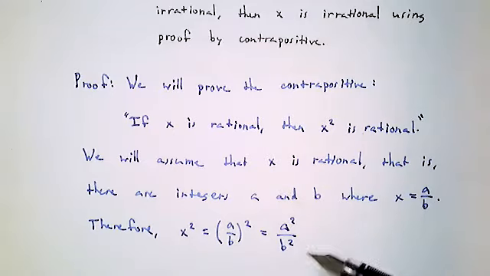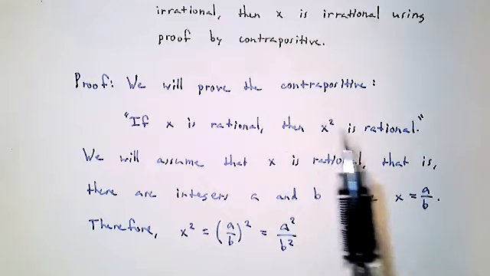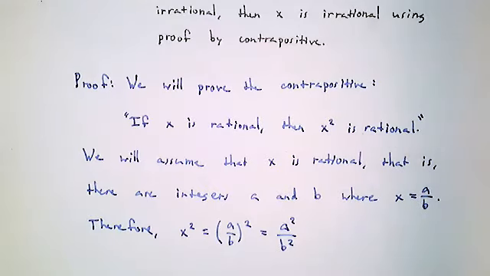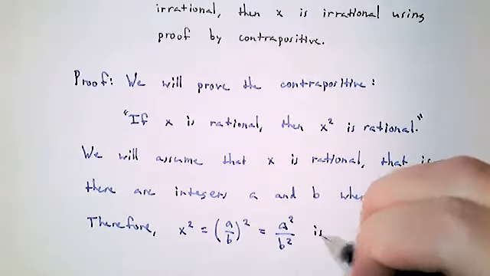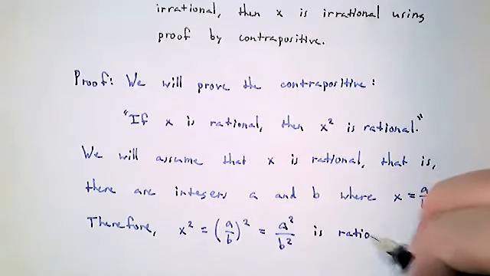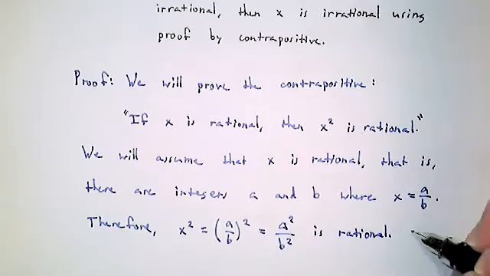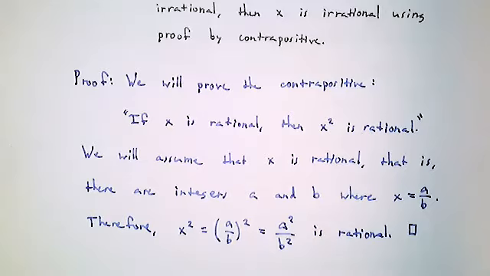So what can we tell about a squared over b squared compared to the conclusion that we want? What can we say next? Right. So now we have x squared written as a fraction. So we know it is also a rational number. And that finishes the proof. Good.